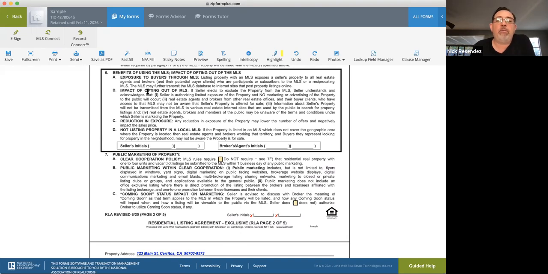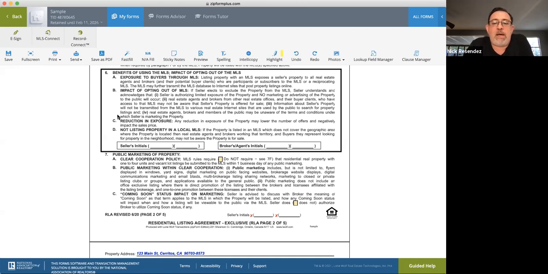If you opt out of using the MLS, you have to understand that you're agreeing and authorizing to limit your exposure, to not market or advertise the property to the public. Okay. Hear that again. No marketing to the public. Remember, if a property is excluded from the MLS, it may not be allowed to market to the public. That is the new National Association of Realtors rule as of July 1st of last year or so. I think it was actually May 1st.